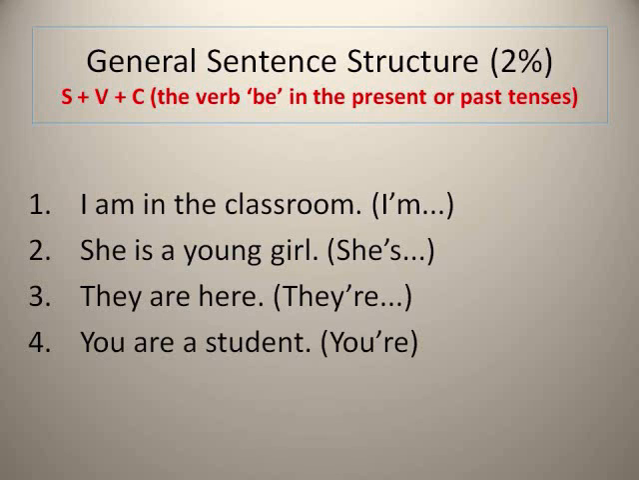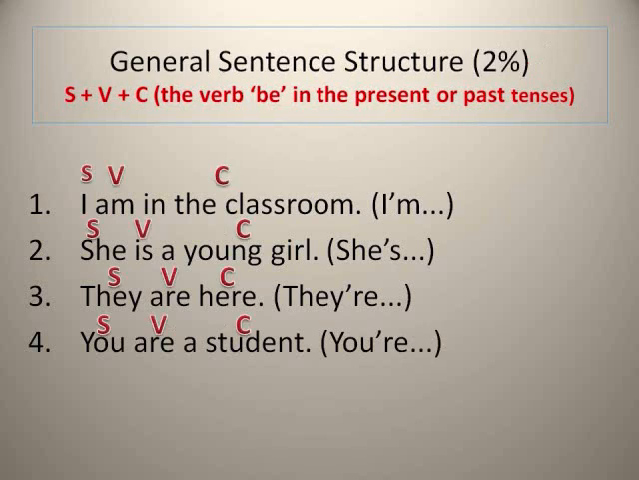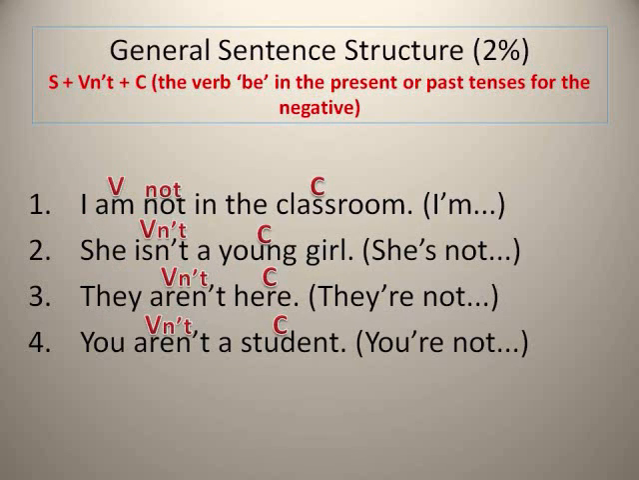So the general sentence structure for 2% is just subject, verb, complement. And it's the verb to be in the present or past tense. Look at the sentences. I am in the classroom, or the contraction I'm. She is a young girl, she's. They are here, they're. You're a student, you are. Notice the construction for the subject, verb, and complement, and the negative form, just using the verb be.